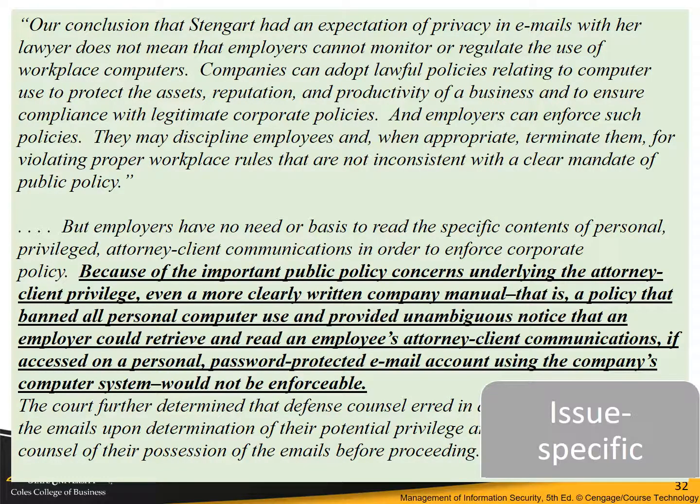Next, the court said, quote, because of the important public privacy concerns underlying the attorney-client privilege, even a more clearly written company manual, that is a policy that banned all personal computer use and provided unambiguous notice that an employee could retrieve and read an employer's attorney-client communications if accessed on a personal password-protected email account using the company's computer system, would not be enforceable. So we can't even write policy that would be sufficient to override the attorney-client privilege.